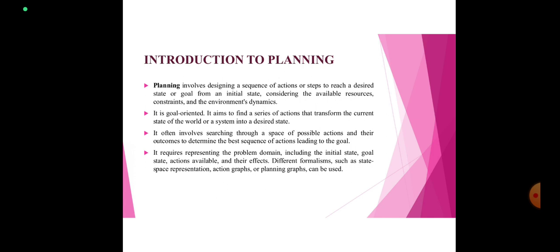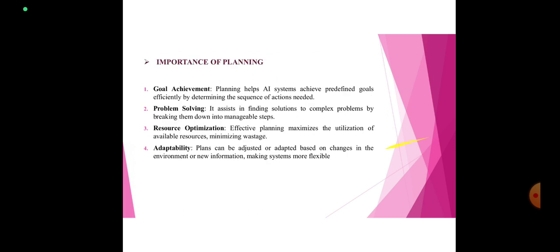For finding this best sequence of actions, we will have to represent the problem domain, which should include initial state, final state, goals, the actions that we have to perform, and the effect of these actions. So for that, we can use state space representations, action graphs, planning graphs, etc.